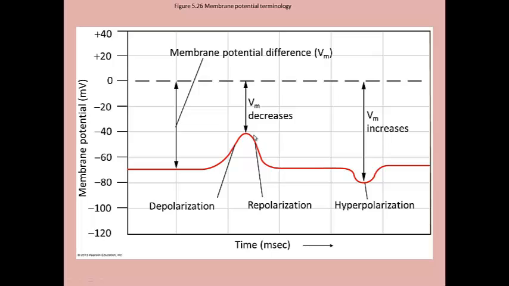If it moves back down towards our resting membrane potential, it's called repolarization, so the cell becomes more negative. And in the case where the cell gets more negative than it's normally found at rest, we call this hyperpolarization. So this, at a negative 80 millivolt value, is more negative than we might normally expect to see.